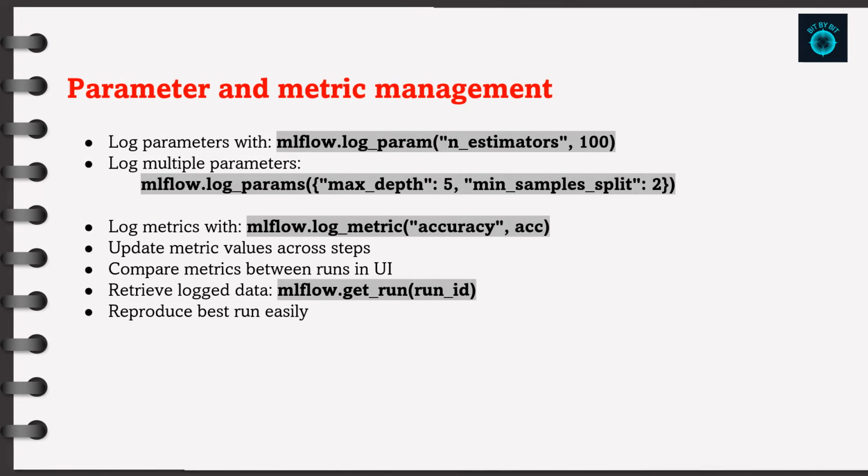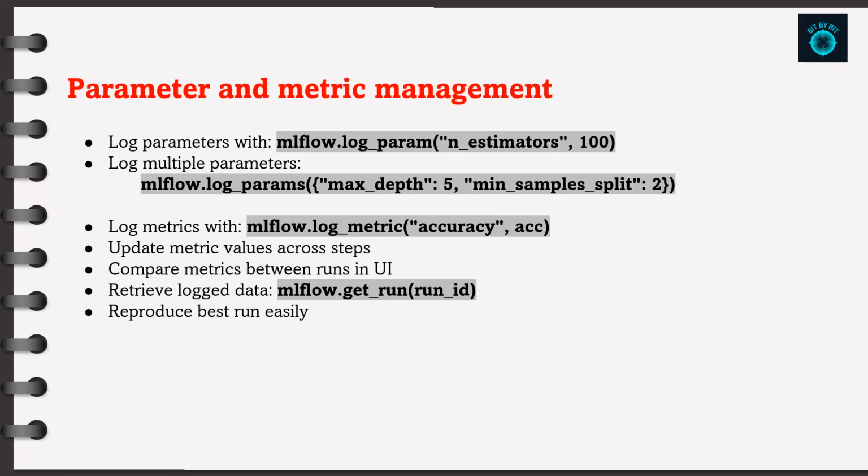Parameter and metric management. In MLflow, we use parameters and metrics to keep track of how each run was configured and how well it performed. A parameter is any setting or hyperparameter you pass into your model, for example, the number of trees or the learning rate. To log one parameter, write mlflow.log_param. This saves the parameter value to that specific run.